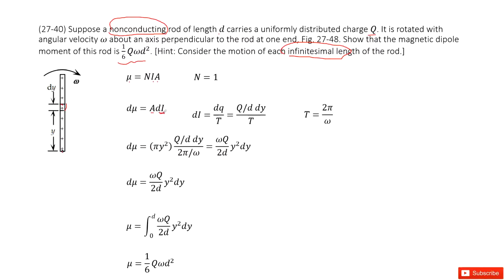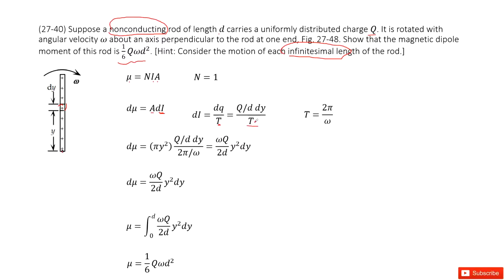So we must know di. di is the charge on this small fraction, dq, over T. Because when it travels in a circle, the charge dq takes time T, where T is the period. So next, how can you find the charge on this small fraction? The total charge on this object is q, the total length is d, and this length is dy. So of course the charge density is q over d, times the length of this small fraction, dy. You can write it there, right?